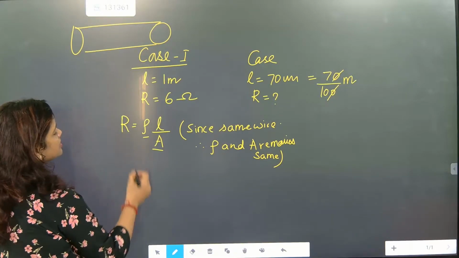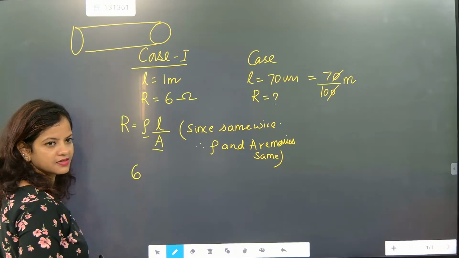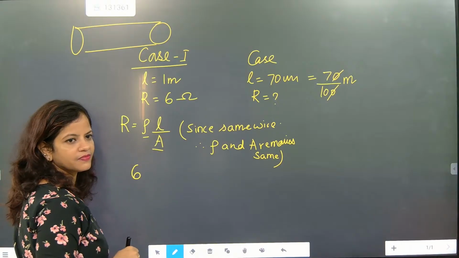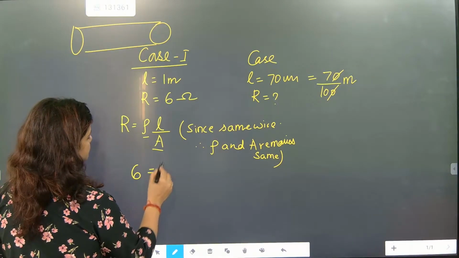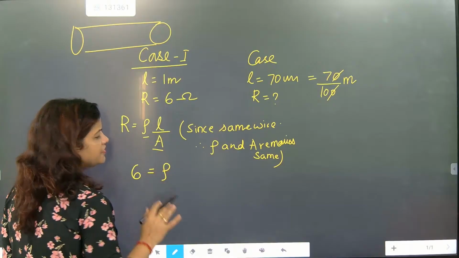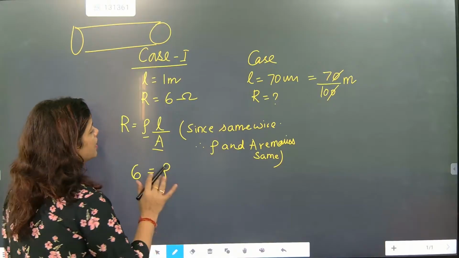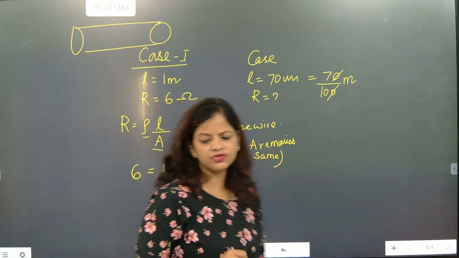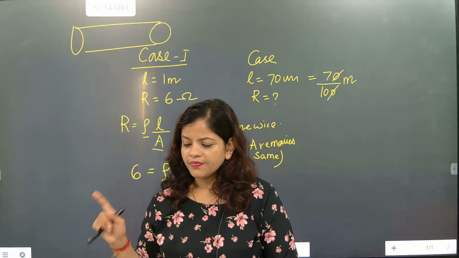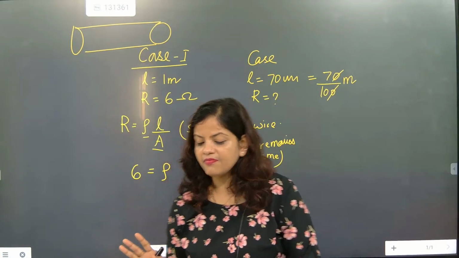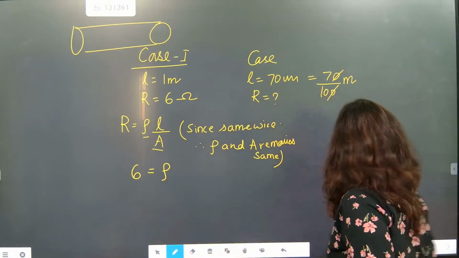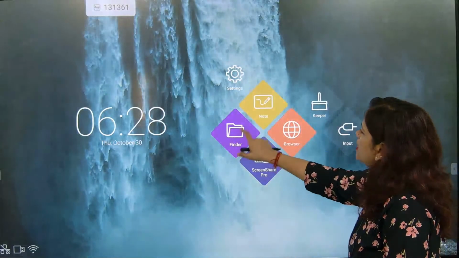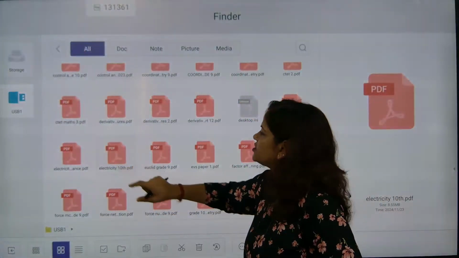So what is the resistance given? 6. Got it? What is the length given? 1. Resistivity remains the same. Now, can we use the area of cross section? Children, area and rho remain the same, which is what they have asked in the question. Now you people are coming into trouble, because they have asked something. Let's check this one out.